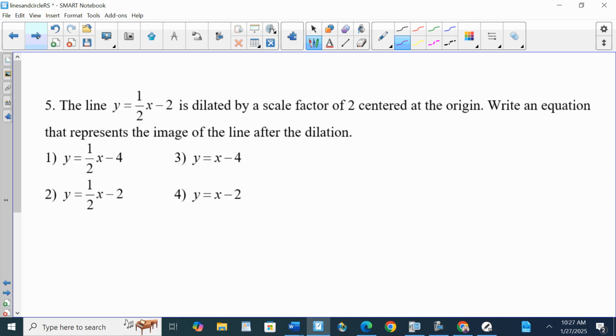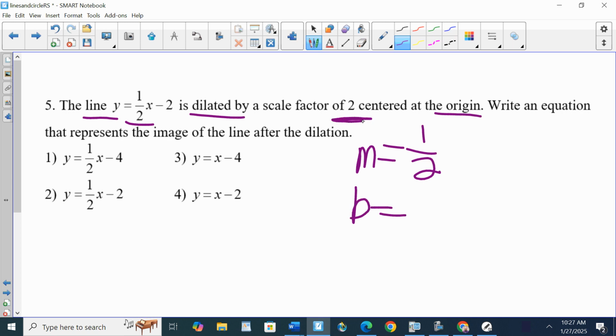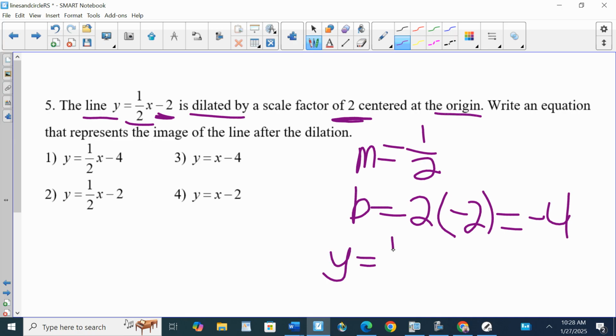Number 5, line dilations: parallel, keep the slope. No matter what, when you're dilating a line, you keep the slope. If it's centered at the origin, multiply the scale factor and b. The slope is 1/2. The y-intercept is negative 4. That's it. If it's centered at the origin, you multiply the scale factor in b.